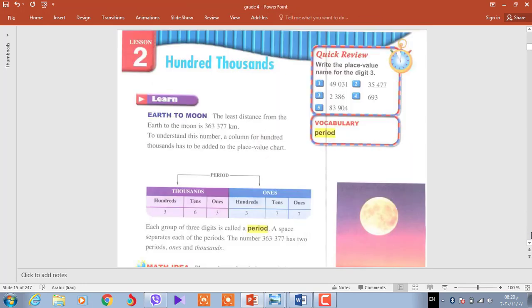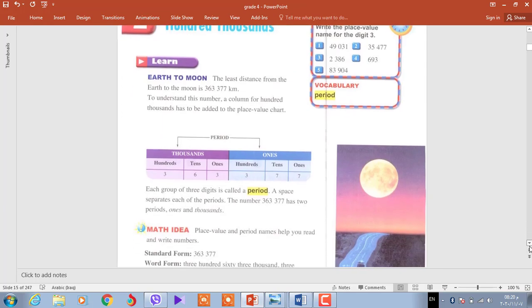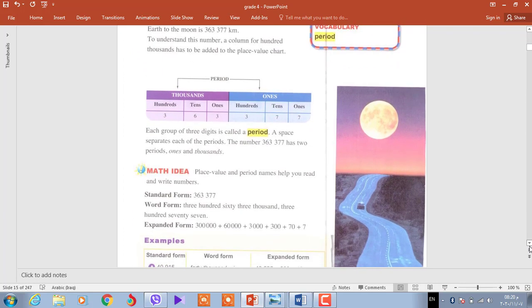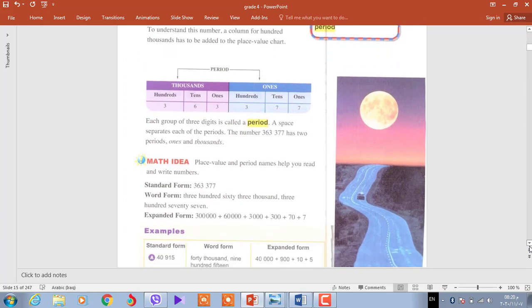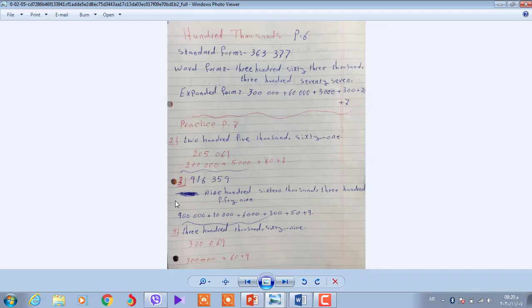Okay, in the next lesson we have 100,000, dear student. I tell you how we can find the place value of the numbers and how we can write standard form, word form, and expanded form. Now the second lesson is about 100,000. We have standard form, word form, and expanded form.